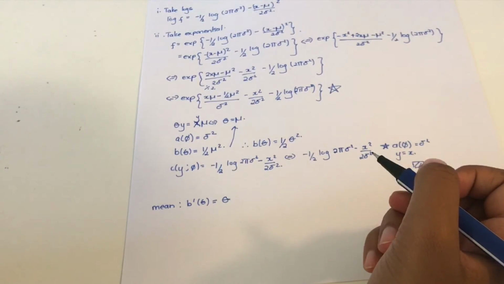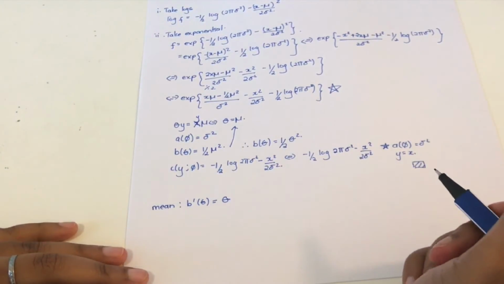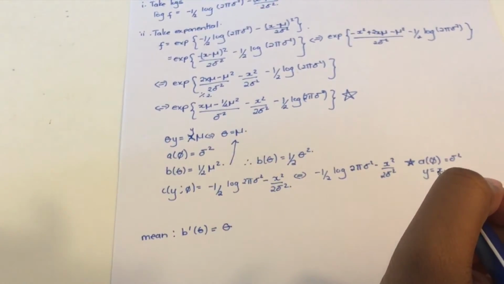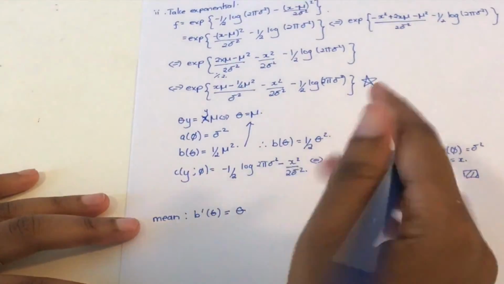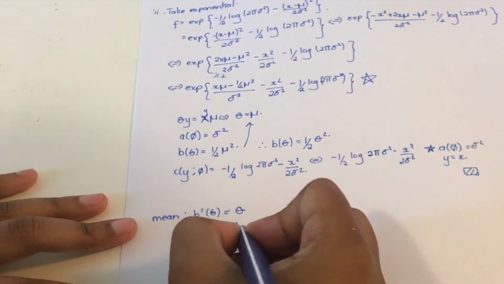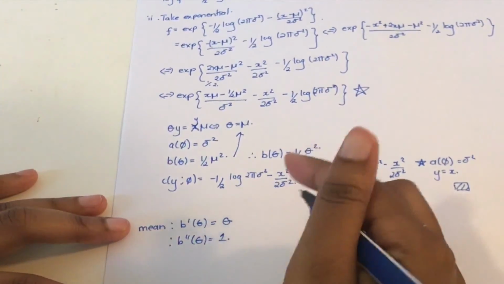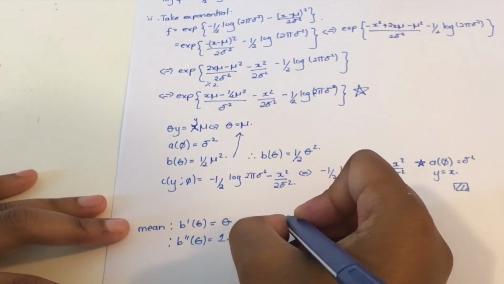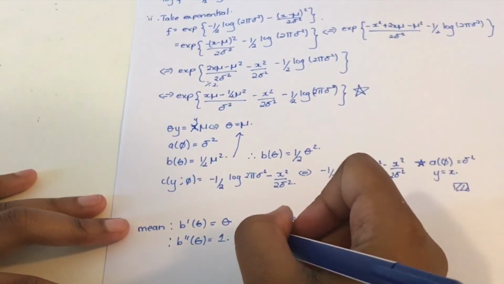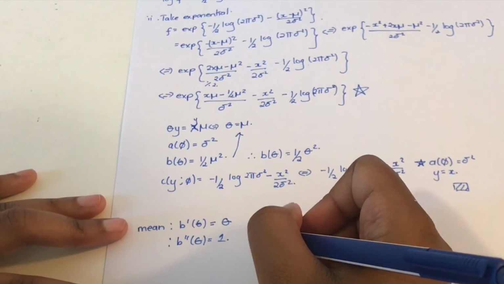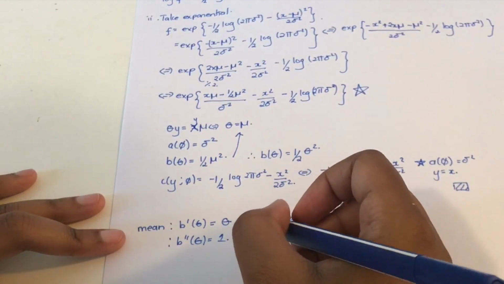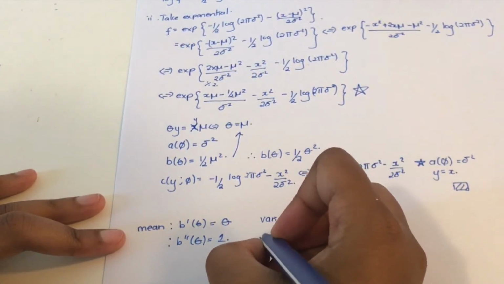Our next goal is to find the variance. So the variance function is the double prime of b of theta. If we got b of theta as a half theta squared, and the mean, which is b prime of theta, as theta, then the double prime will be 1. So the variance function is basically the double prime, which is what we got earlier. So that is 1.